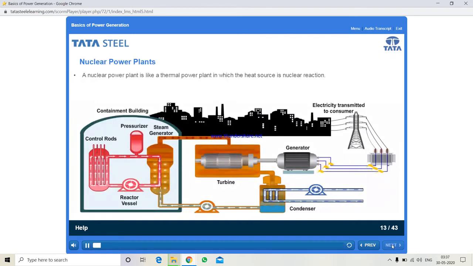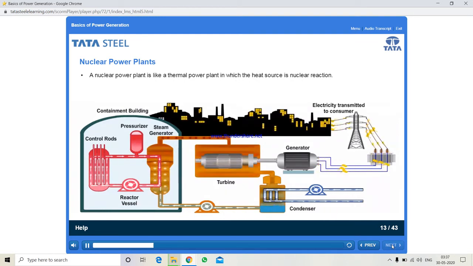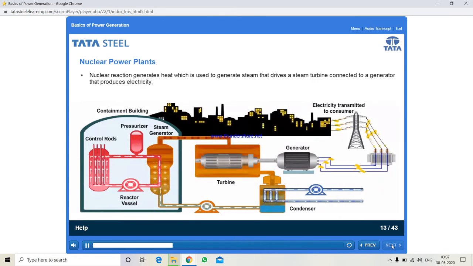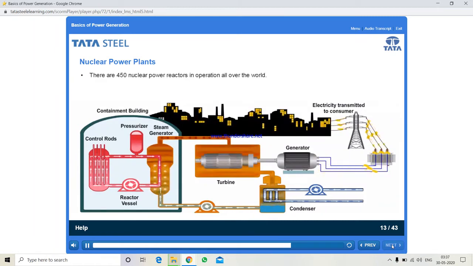A nuclear power plant is like a thermal power plant in which the heat source is a nuclear reaction. Nuclear reaction generates heat, which is used to generate steam that drives a steam turbine connected to a generator that produces electricity. There are 450 nuclear power reactors in operation all over the world.